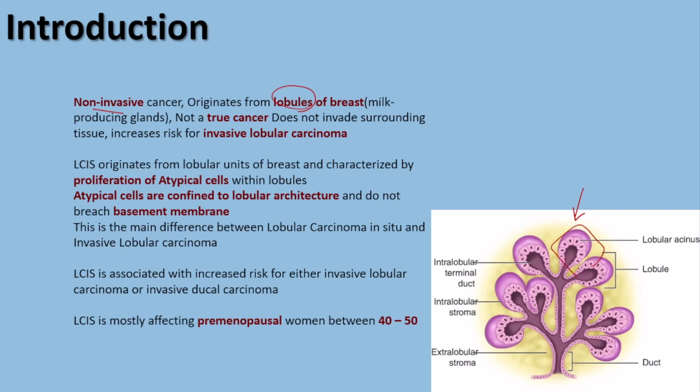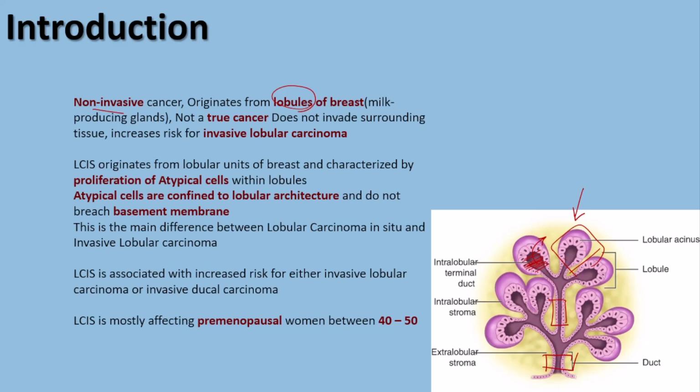So we have lobular acinus, we have different types of lobules here that are responsible for production of the milk, and they use the ductal system in order to transfer the produced milk from lobules to the ducts and then to the nipple. So in case of lobular carcinoma in situ, we have cancer cells that are confined within the lobules of the breast, and they have not invaded the basement membrane of the lobules, and they have not reached the extralobular stroma. And this is what makes the difference between lobular carcinoma in situ and invasive lobular carcinoma.